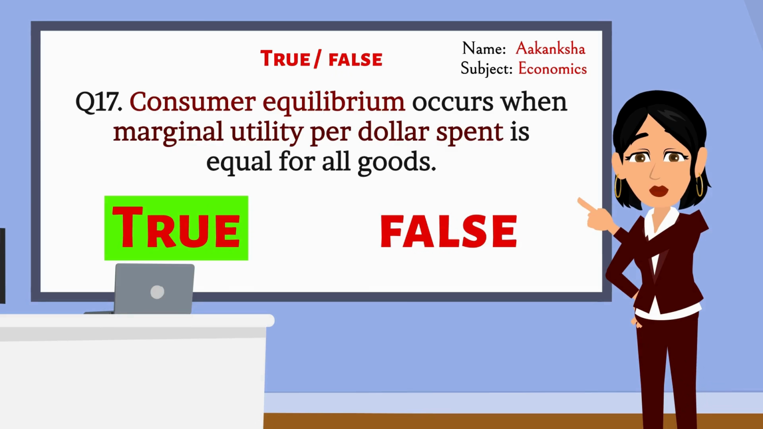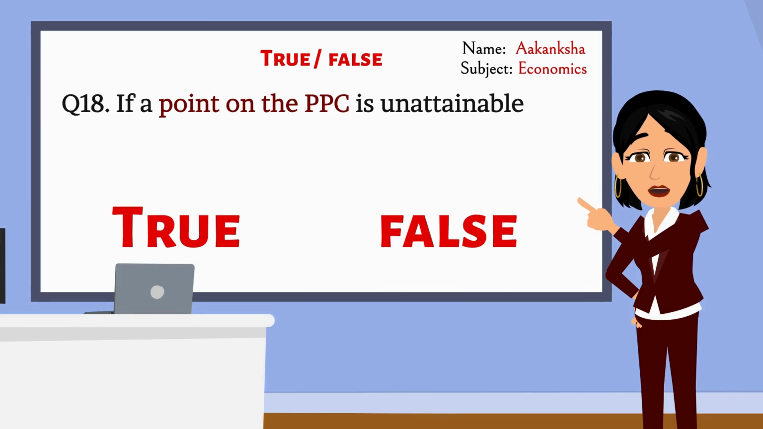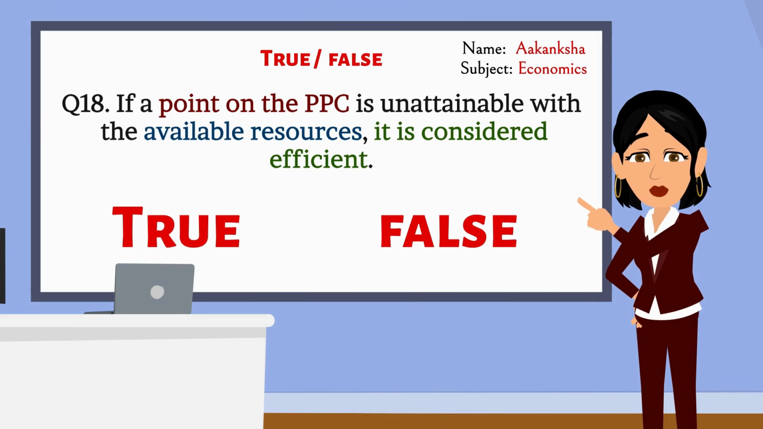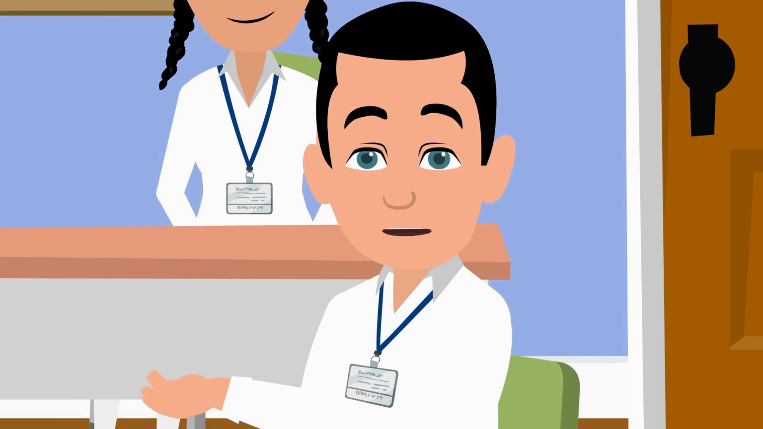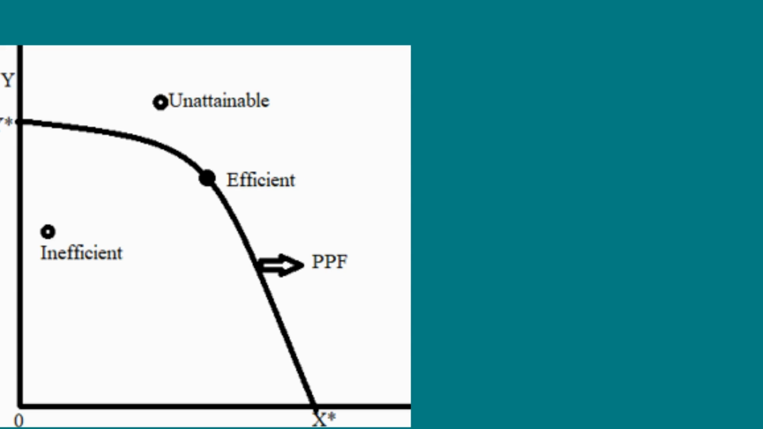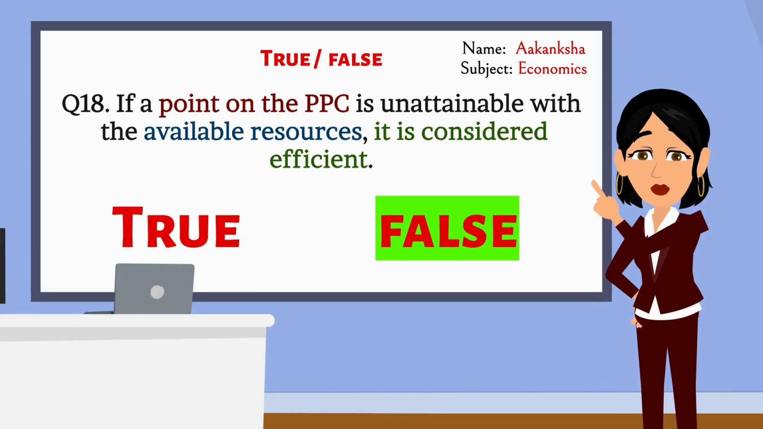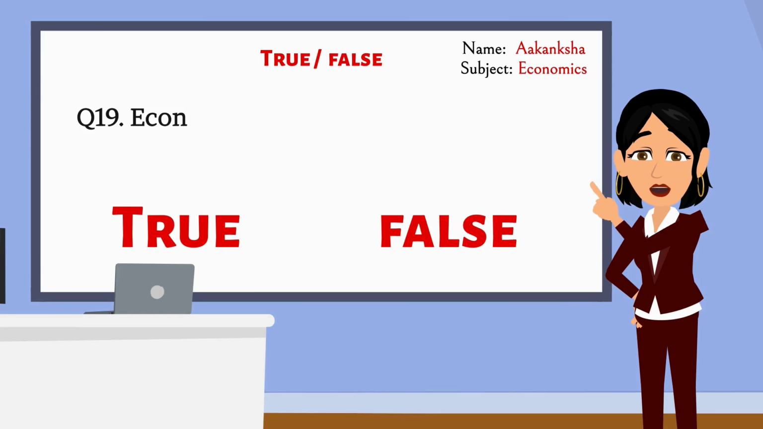Absolutely right. Question 18. If a point on the PPC is unattainable with the available resources, it is considered efficient. True or false? It's a false statement. That's right. Can you explain why? A point outside the PPC is unattainable because the economy doesn't have enough resources or technology to reach it. Efficiency only applies to points on the curve. Good, Ansh. Good job.